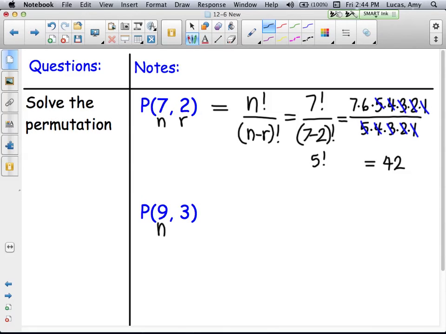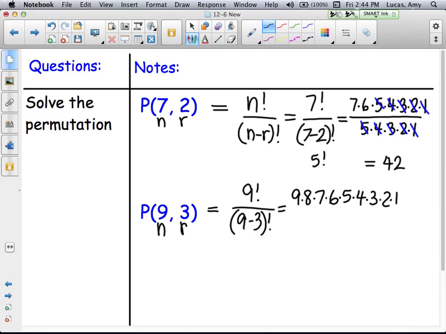This next one, we have 9 items, and we're using 3. So 9 factorial divided by 9 minus 3 factorial. So 9 factorial divided by 6 factorial. So you can see where they start to overlap is at the 6. So all of these they have in common. So I really only need to do 9 times 8 times 7, or 504.